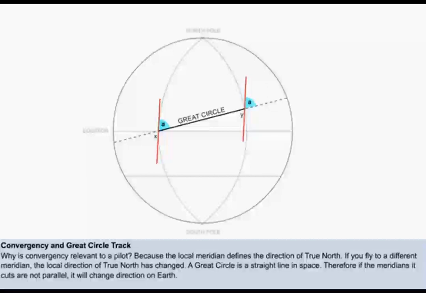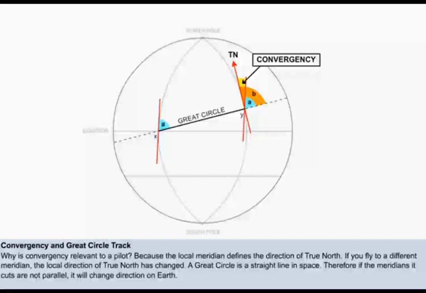Its track with respect to space has not changed. A great circle is a straight line in space. However, its track angle with respect to local north has changed because the two meridians are not parallel to each other. Local true north at position Y is defined by this line. The difference is the convergency between meridians X and Y. This is shown by the yellow shading between the two red lines.